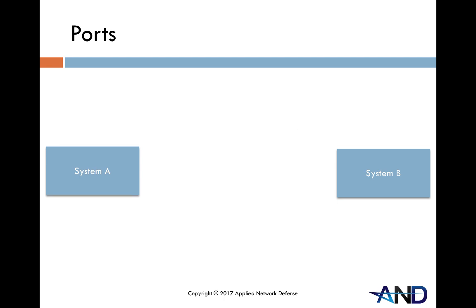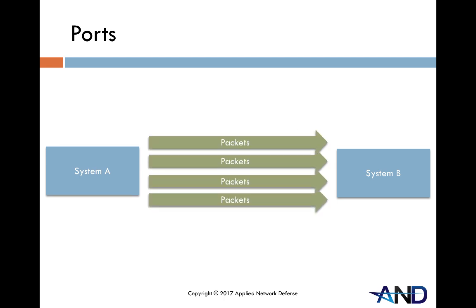Say we have System A and System B again, but in this case, we have multiple packet streams going from System A to System B. Or in this case, maybe we have multiple systems. Maybe we have System A, D, and F, and they're all sending packets to System B. And maybe System B actually is running multiple services. System B is running a web server, a DNS server, maybe it's a domain controller, maybe it's running an FTP server. It's got all those different services going.